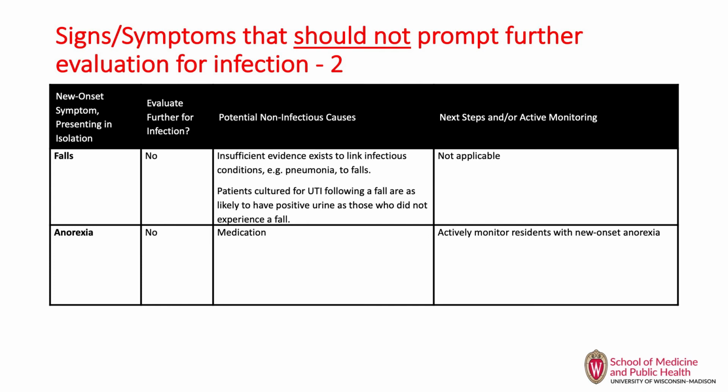And then anorexia kind of falls into that same category as non-delirious behavior change. Again, no evidence that anorexia by itself is a true indicator of infection.